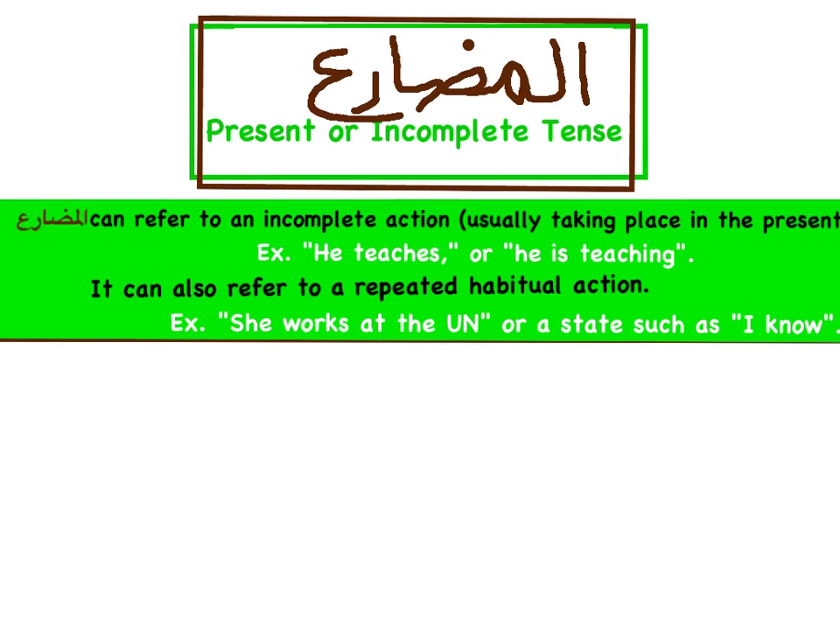So as we said, it can refer to a repeated habitual action, like in English you would say she works at the UN. هي تعمل في منظمة الأمم المتحدة. UN is منظمة الأمم المتحدة, United Nations. Or it also refers to a state, such as in English you'd say I know. In Arabic it's the same. You say أنا أعرف or just simply أعرف. We use the مضارع, the present tense, for that.